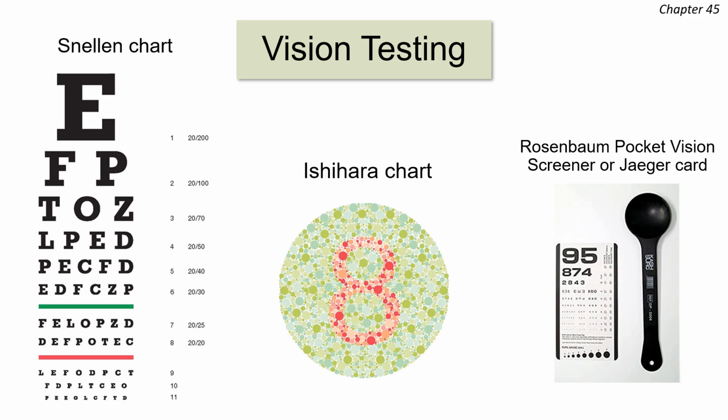And then we have the Rosenbaum Pocket Vision Screener or Jaeger card. This is a card that you hold 14 inches away. This is most commonly used in the elderly, but anybody can use this. And this is testing for farsightedness. It's very similar to the Snellen chart, it's just you're holding it 14 inches away from the face. So if you can't see those lines at 14 inches, then you would have farsightedness, so you can't see objects up close.